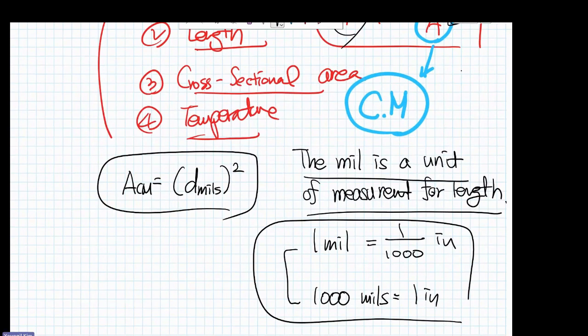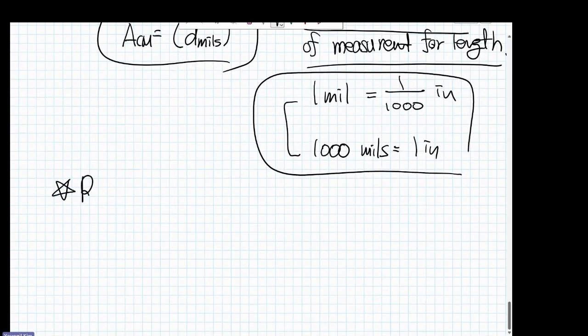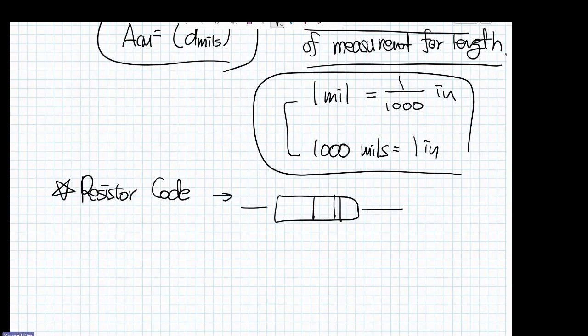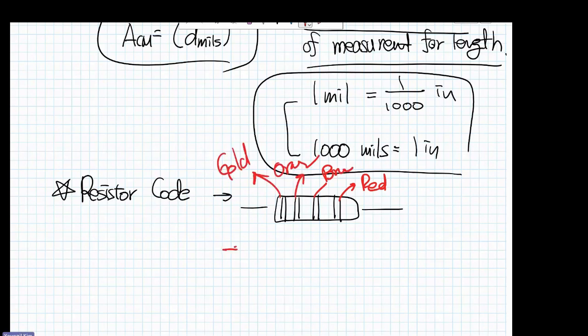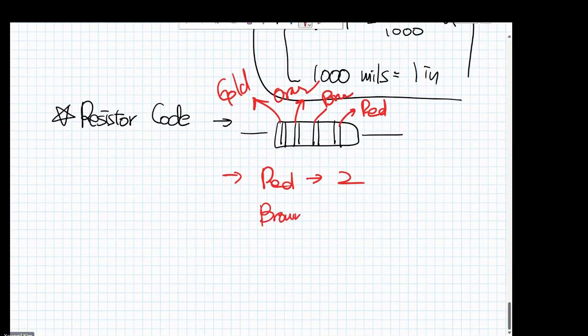And then maybe also we learned before the resistor color code. Okay, that is very important. The resistor color code. So for example, here, you know what I mean? 1, 2, 3, 4. Red, brown, orange, gold. We read from the table, for example, brown 1 and orange 3 and gold 5%.